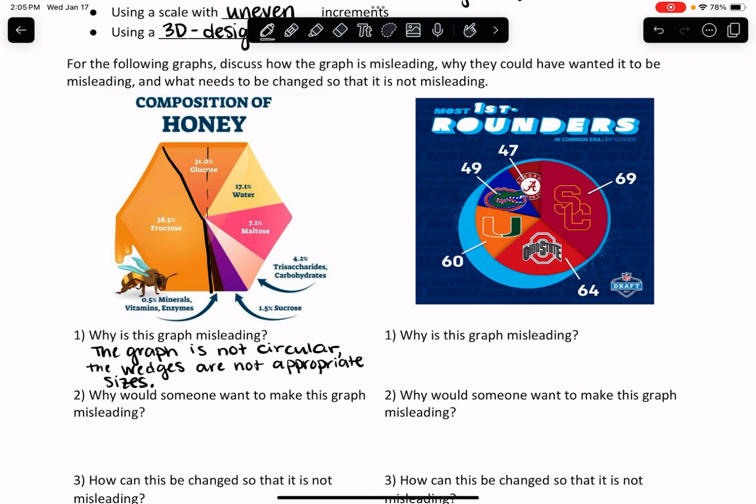If we're looking at even these really small wedges, 0.5%, 1.5%, 4.2%, those look like they take up a significantly larger portion of the graph than what their value actually suggests. So it's misleading because it is not a shape that we are familiar with, not one that we can reference quickly, and the wedges are not an appropriate size.